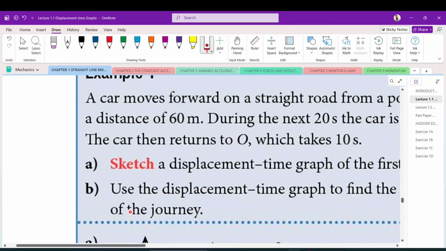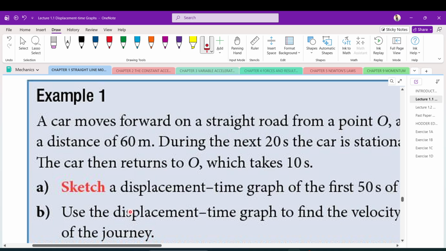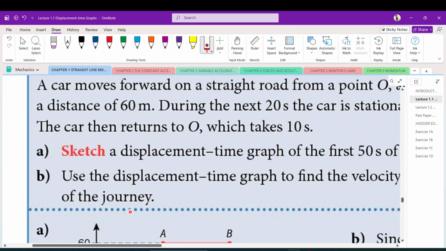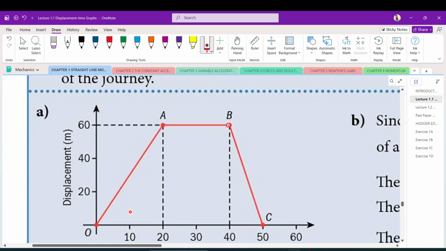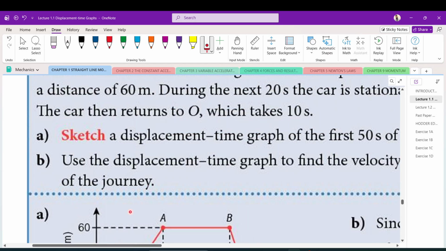After that, it says the car then returns to O, which takes 10 seconds. So now from point B, it is coming back to position O, that means to its starting position. At that point, the displacement should be zero because now you're back to O. So what time was it when it came back to 0 meters? That was 50 seconds, so you add another 10 seconds to it. So this is the displacement time graph for the three-part journey.